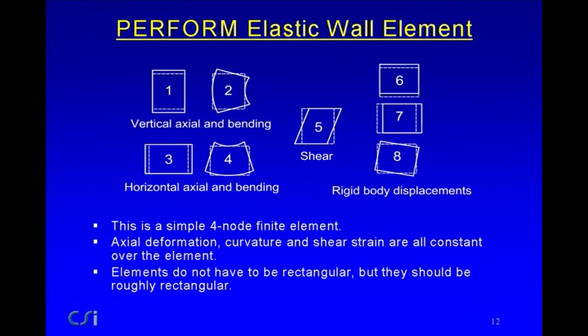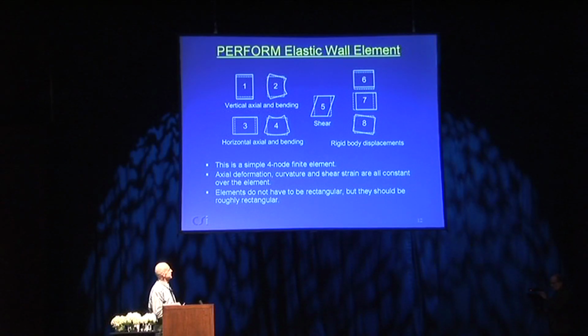Notice that the axial strain is constant, the curvature is constant, and the shear strain is constant. These are all constant deformation elements, so rather low-order elements. The elements are shown here as rectangular. They don't have to be rectangular, but it's a good idea to keep them roughly rectangular.